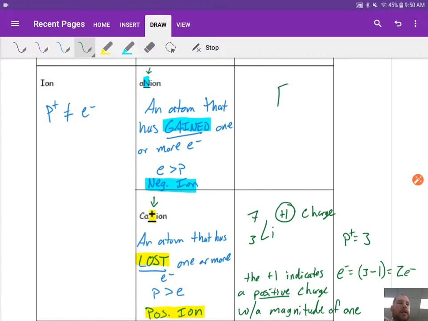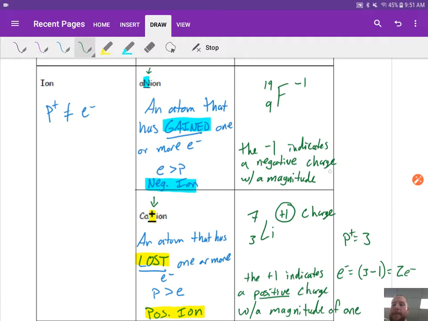So an example, something like fluorine, mass number of 19, atomic number of 9. It's got a charge of -1. So again, this -1 indicates a negative charge with a magnitude of 1.